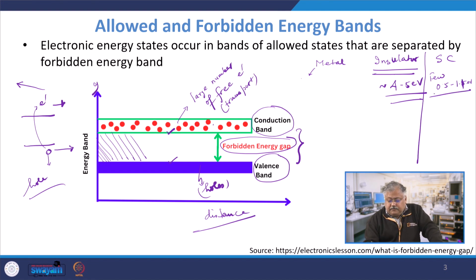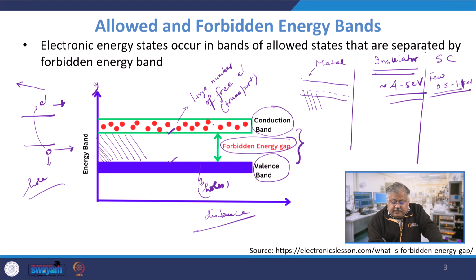This eV is the electron volt. So if you want to find the energy, you multiply this by 1.6 times 10 to the minus 19. And in metal, interestingly, the conduction band and the valence band, so if this is the conduction band here, the valence band actually goes inside the conduction band.